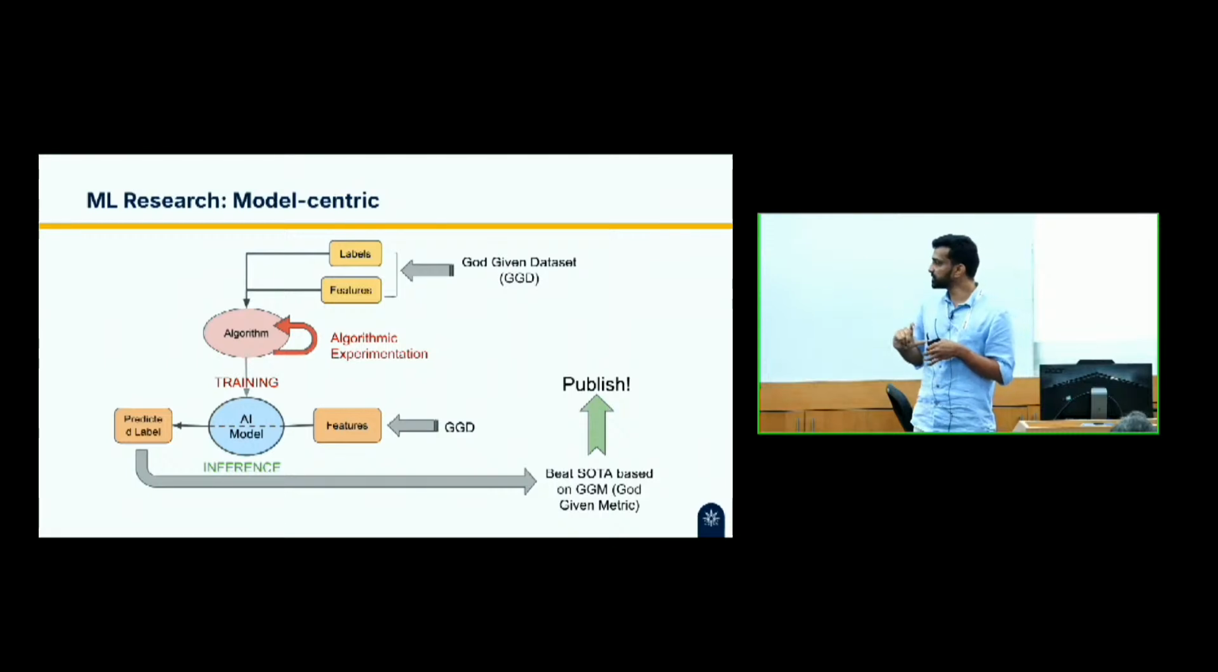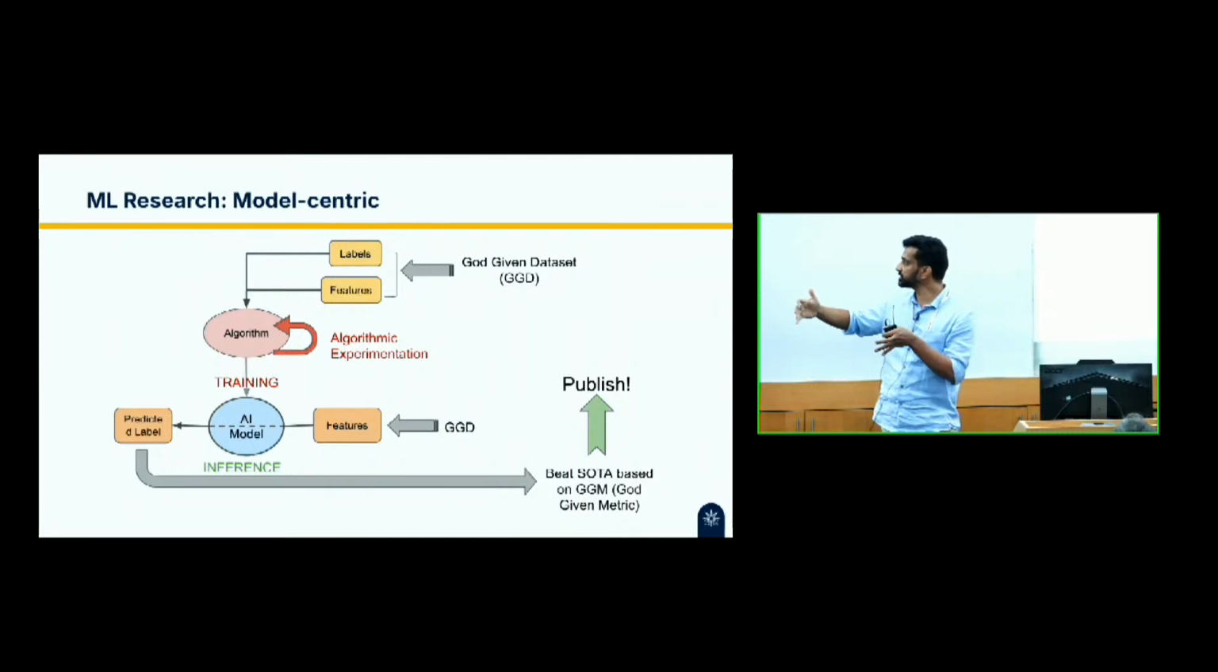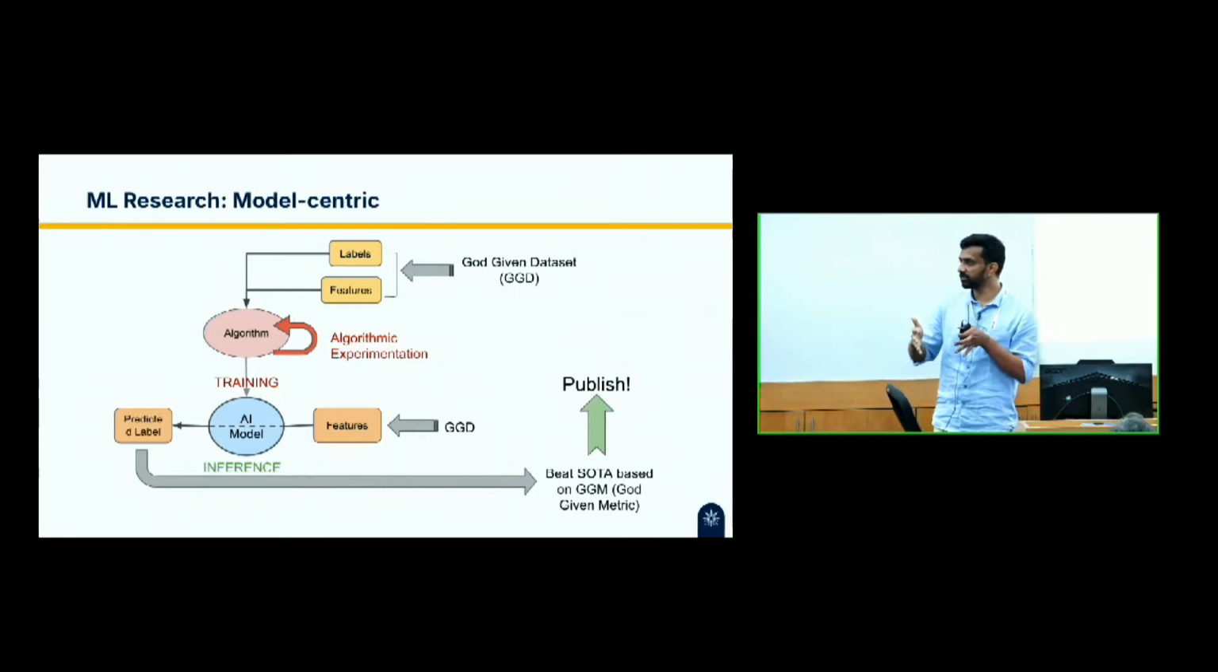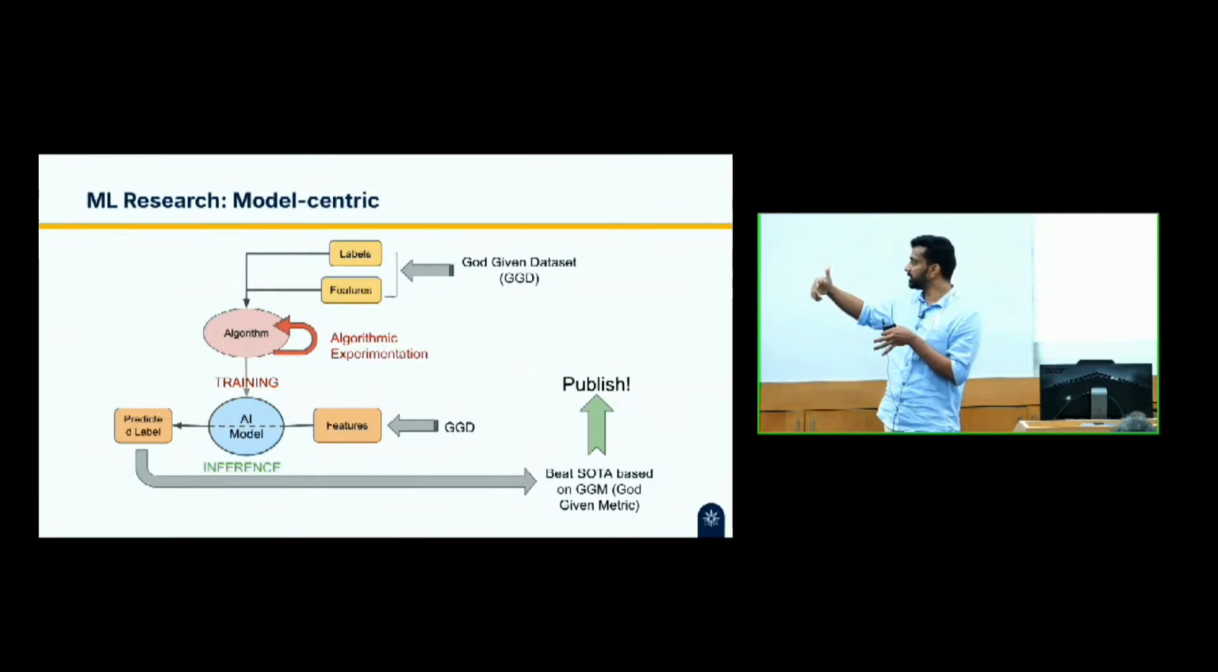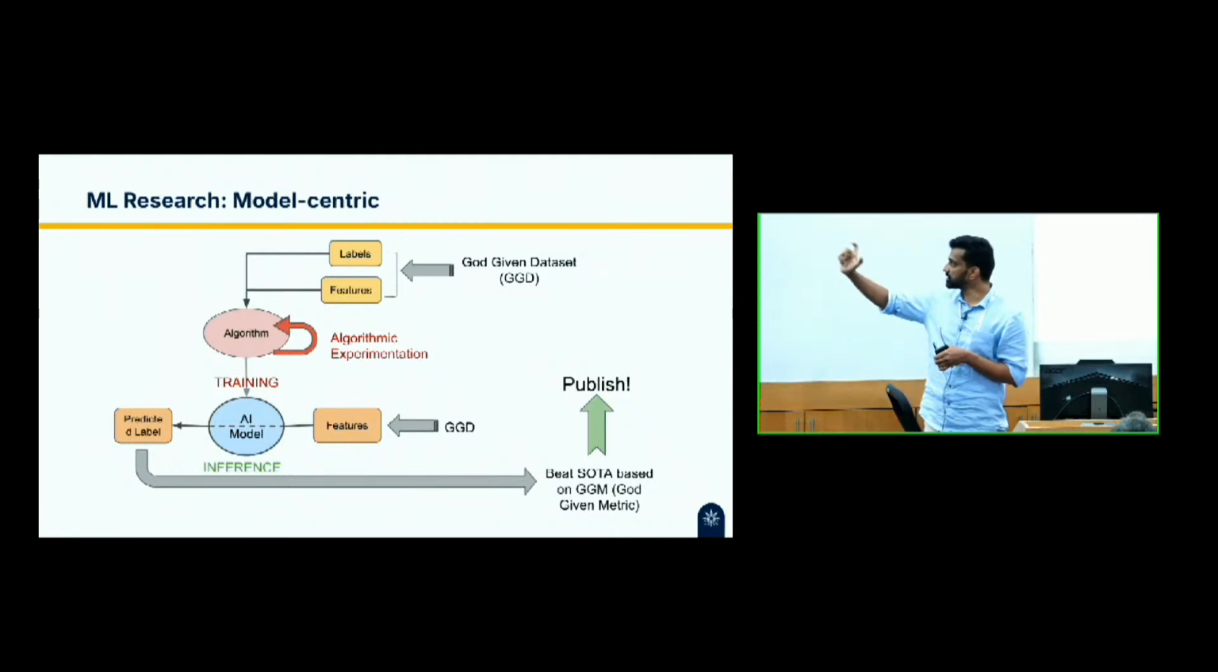And the metrics I use are standard metrics. For image recognition, it could be precision, recall, or accuracy. These are the metrics everyone uses. And for me to get the paper published, my objective is to get results better than what the other guy has reported. So the iteration only happens in the algorithmic experimentation.